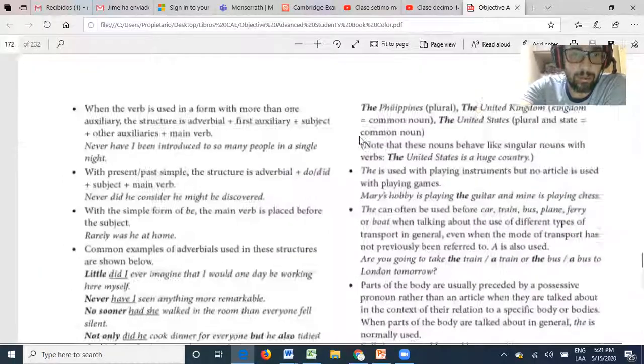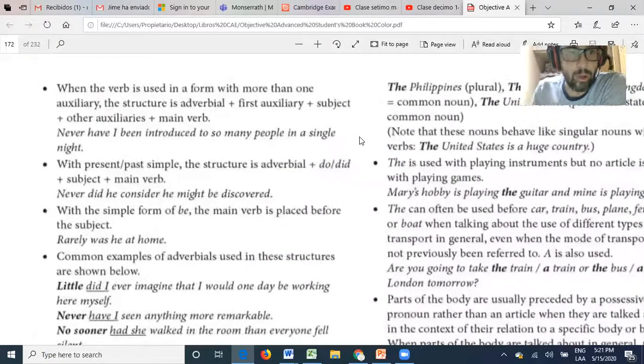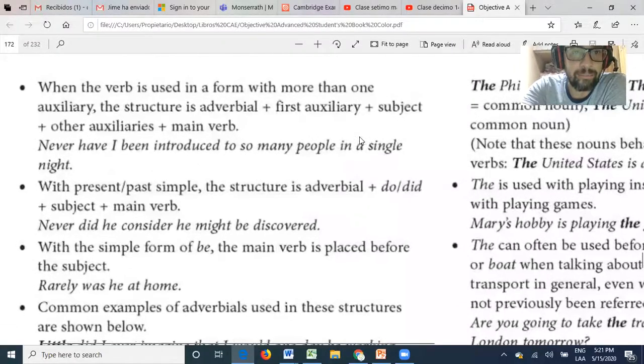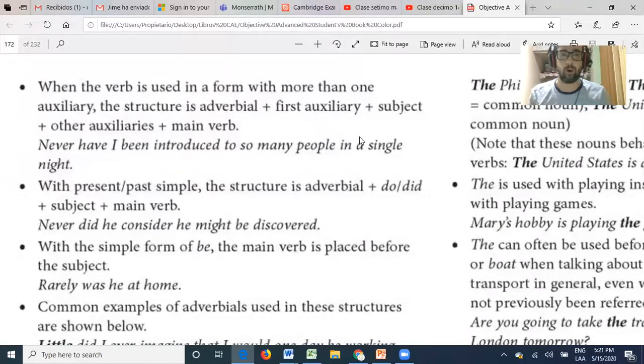Okay, now let's see another way. When the verb is used in a form with more than one auxiliary, the structure is also adverbial plus first auxiliary plus subject plus other auxiliaries plus the main verb. For example, never have I been introduced to so many people in a single night. Okay, so that will be the example.